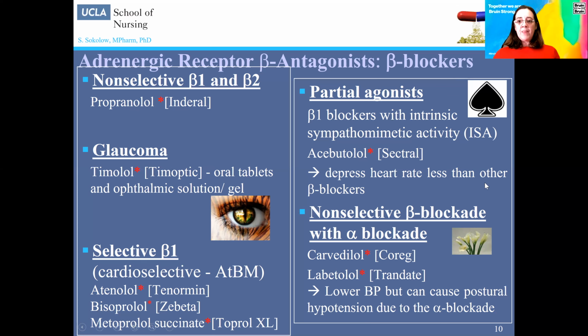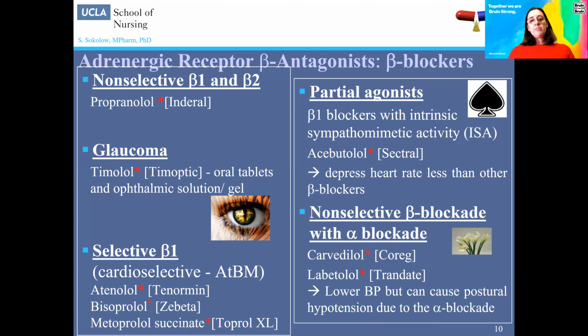And then lastly, you have the non-selective beta blockade with alpha blockade. This one will block beta 1, beta 2, and also alpha 1. So it's carvedilol and labetalol. These are my favorite flowers. They are calla flowers, so calla for carvedilol and labetalol. This one lowers the blood pressure, but can also cause postural hypotension because of the alpha blockade.